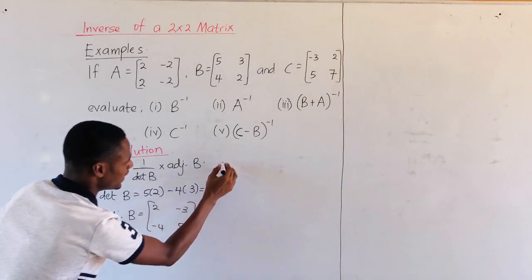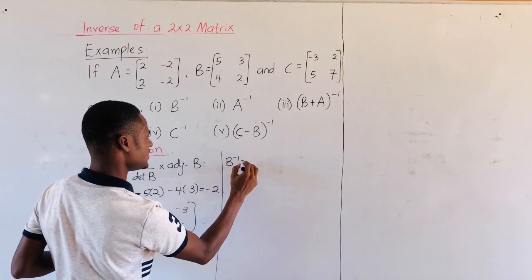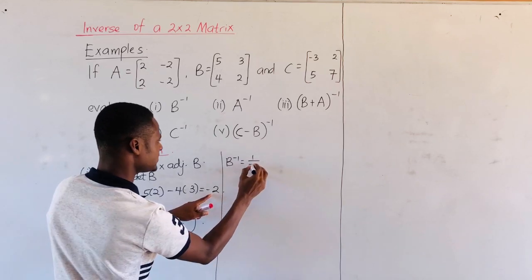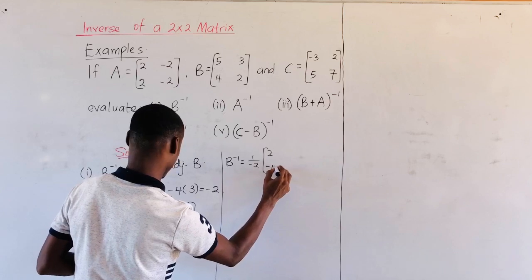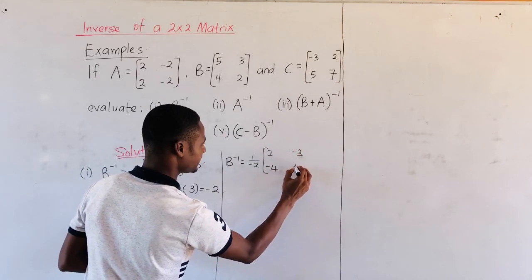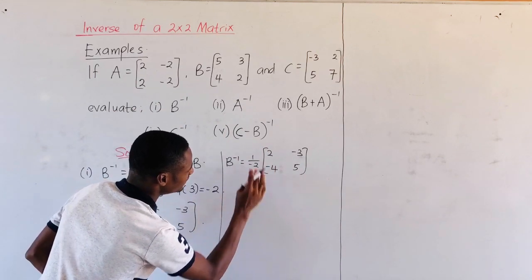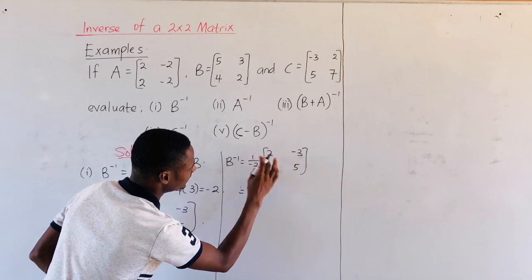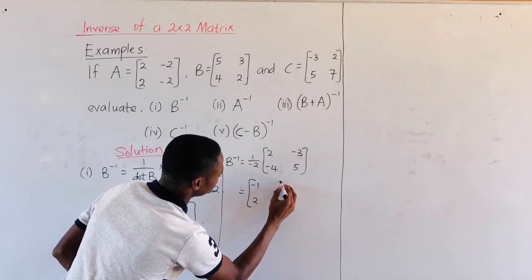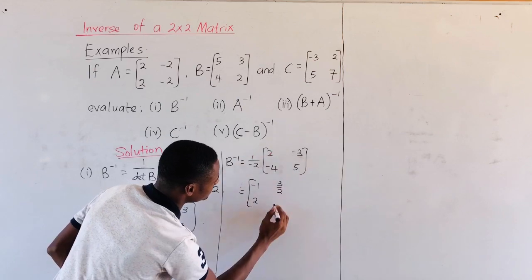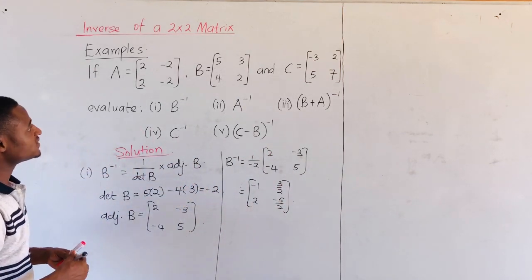So the inverse of B is going to be 1 over negative 2, the determinant, times the adjoint, which is 2, negative 4, negative 3, and then 5. Then we do our scalar multiplication. Negative half times 2 gives negative 1, times this gives us 2, half times that gives us 3 over 2, and half times this gives negative 5 over 2. This is the inverse of the matrix B.